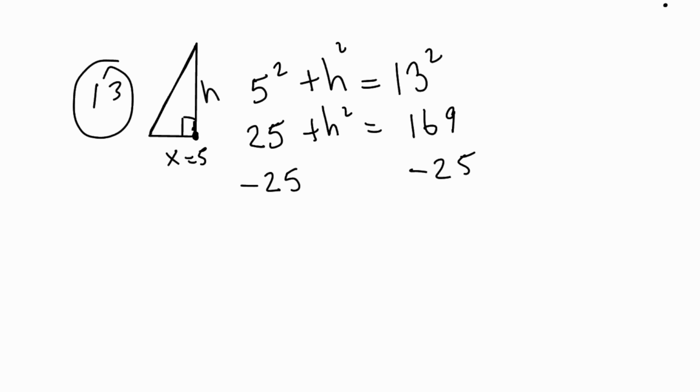Then we will subtract 25 from both sides of the equal sign. The 25 will cancel out on the left, and when you subtract 25 from 169 on the right, we are left with h squared equal to 144. Then we will take the square root of both sides and we will get 12. So therefore 12 is the height of the isosceles trapezoid.